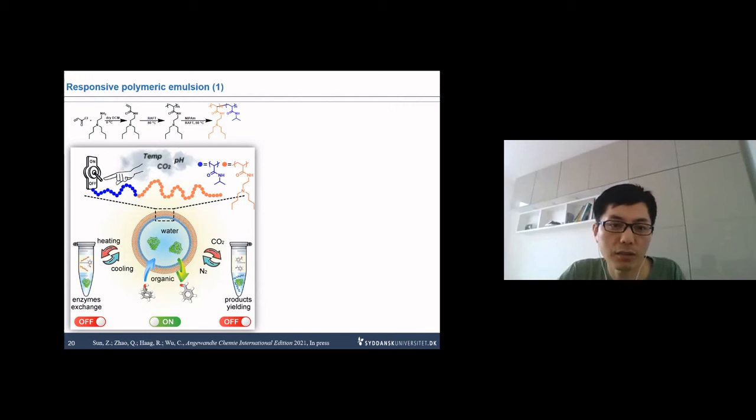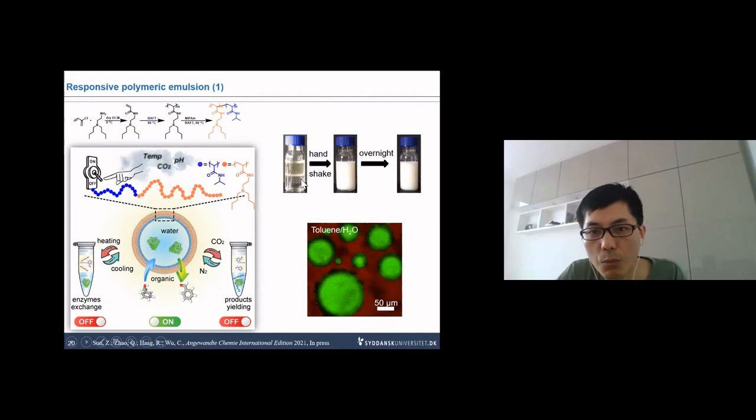And so what we have done is, of course, prepare these emulsions and drop the polymer here, and then by handshaking them, it becomes a milk-like emulsion. And of course, the enzyme stays in such small water droplets. And this emulsion is actually very stable, for about overnight. This is what you can see if you take the microscopy: the enzyme droplets are dispersed in the oil toluene phase.